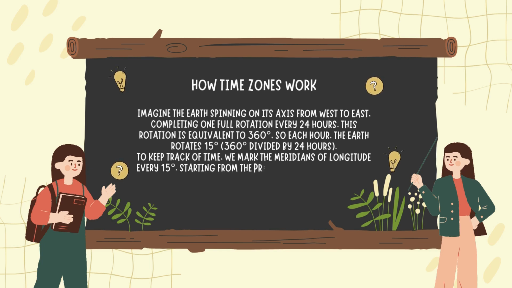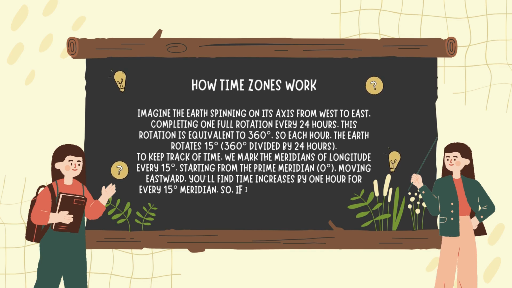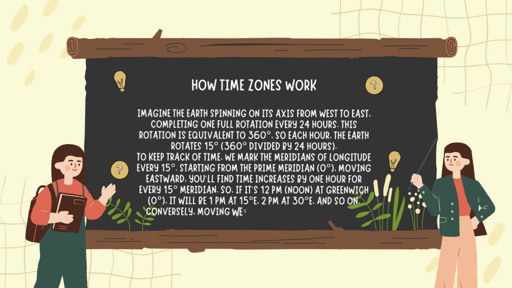Starting from the prime meridian, 0 degree, moving eastward, you'll find time increases by 1 hour for every 15-degree meridian. So if it's 12 p.m., noon, at Greenwich, 0 degree, it will be 1 p.m. at 15 degree, 2 p.m. at 30 degree, and so on.